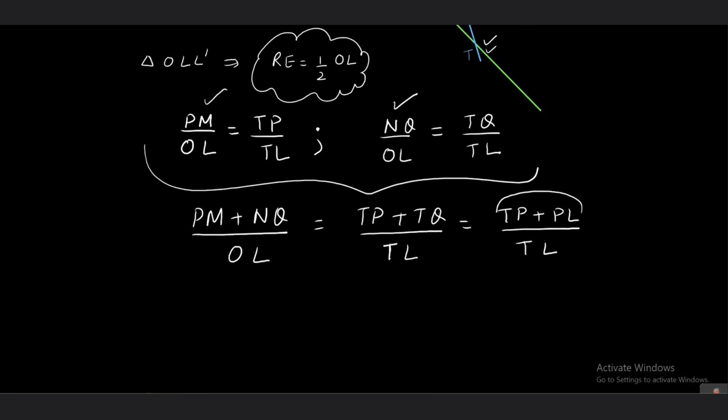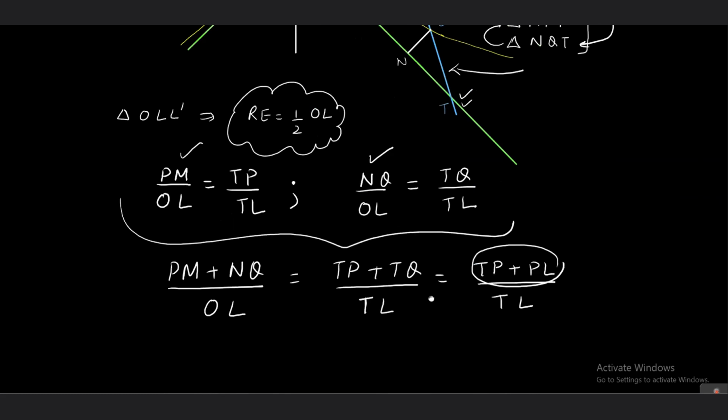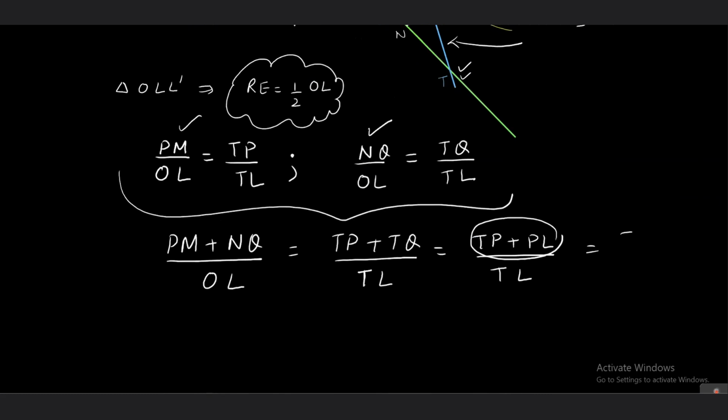But now look at the numerator, TP plus PL. Just check, TP plus PL. When you add TP plus PL, what you are getting is the length TL. So I can replace the numerator with the TL. Denominator तो already TL है. यानी ये दोनों cancel हो गए and we are getting 1. Getting 1 means what? We are getting actually PM plus NQ is equals to OL.